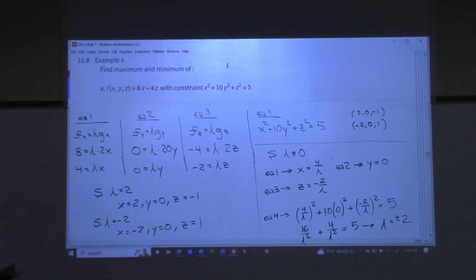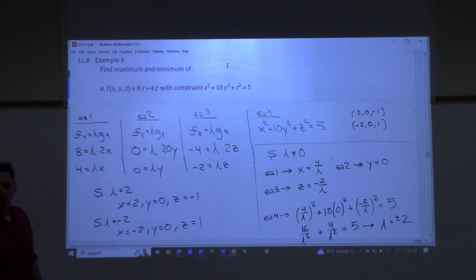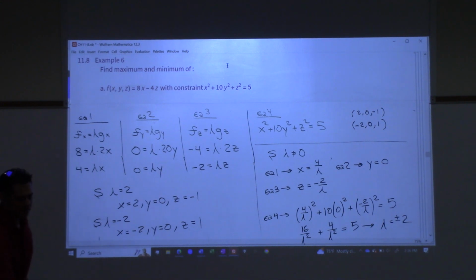All right. So now what we do is we take those two values, or those ordered triples, and we plug them into here, and we see which one gives us the biggest and which one gives us the smallest. Unfortunately, I cannot show you a picture of this. I can't graph this thing for you. I can just tell you that the biggest that this function will ever be, if you constrain it here, is one of those two. It's the first one, the top one. 20, and then the other one is negative 20.